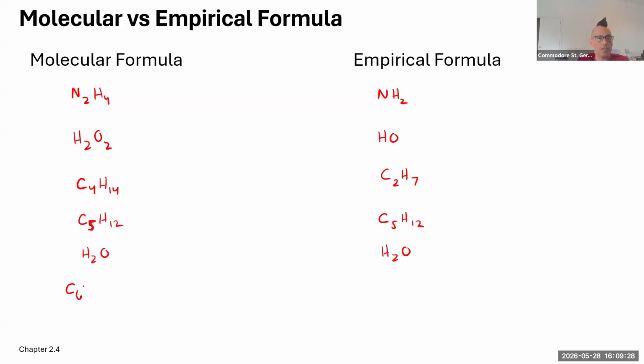All right, let's do something that we might be able to do. C6H12O6. That would be CH2O. Right? So again, molecular formula are all the atoms involved. Empirical formula, the same ratio of atoms, but the lowest subscripts.